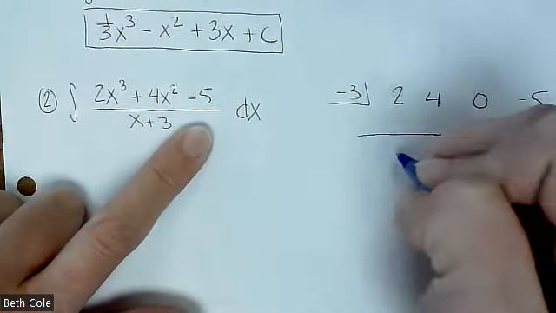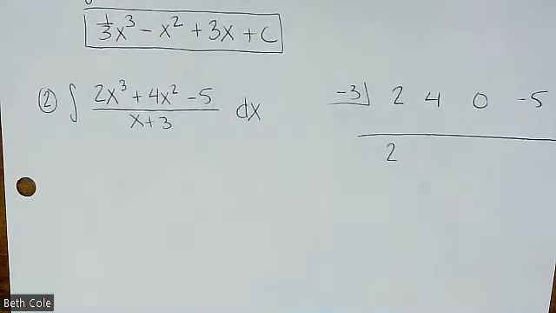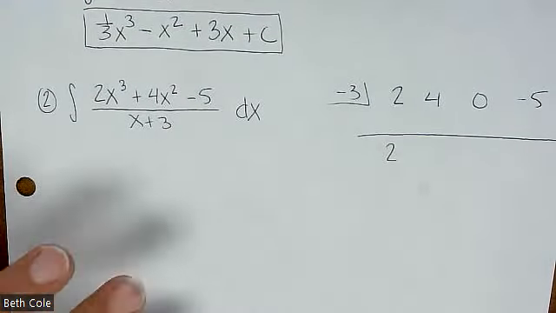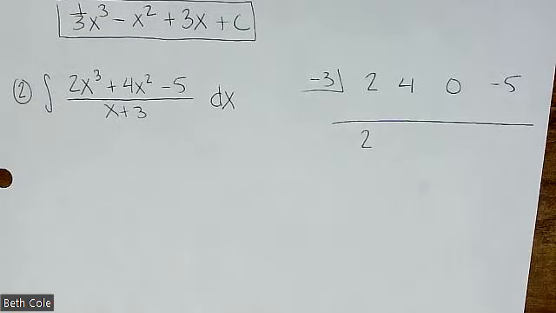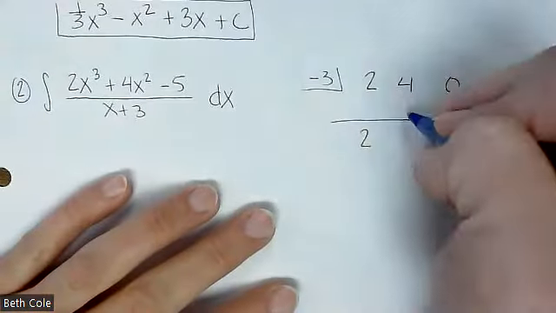Bring down the first number, and then it's multiply, add, multiply, add. Not really gonna say anything here. You guys know how to multiply and add. Let's just all do that and make sure we get the same thing, okay?